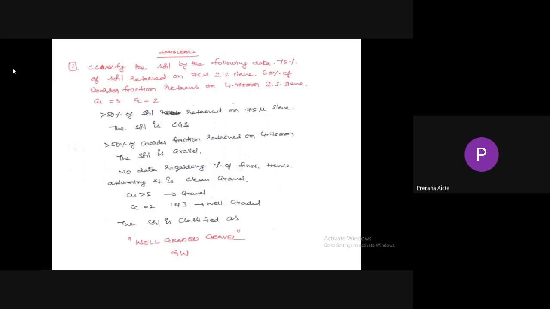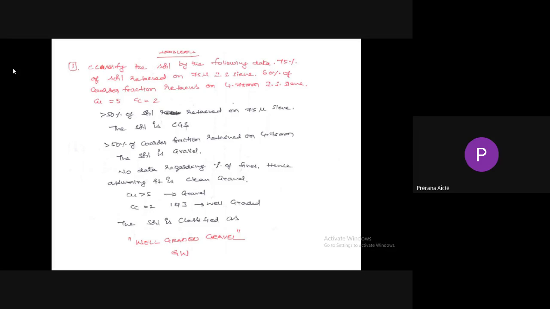Here Cu value is given and Cc value is also given. Cu value 5, Cc value 2. There is no information about fines. If fines are there, definitely he will give liquid limit and plastic limit. So there is no data regarding liquid limit and plastic limit. So directly we can go for gravel, clean gravel. We can go for clean gravel.